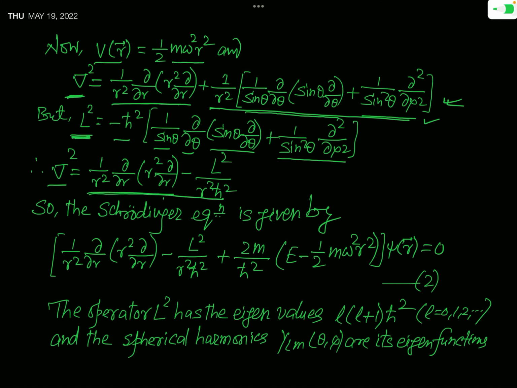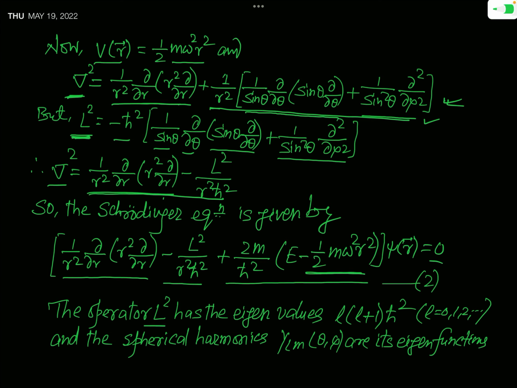Okay, so let us put it in the Schrodinger equation which I have just defined. The Schrodinger equation will now be given as 1 over r square del by del r of r square del by del r minus L square over r square h bar square, plus 2m over h bar square times E minus V of r. But you know, in the case of the harmonic oscillator potential, V of r is equal to half m omega square r square, and psi of r equals 0. So this Schrodinger equation has now been written in terms of the angular momentum square operator, that is the L square operator.